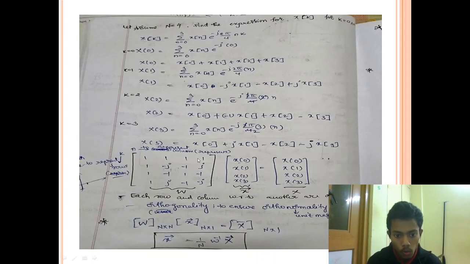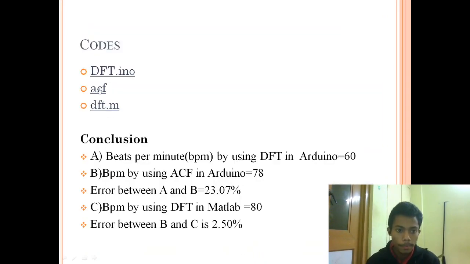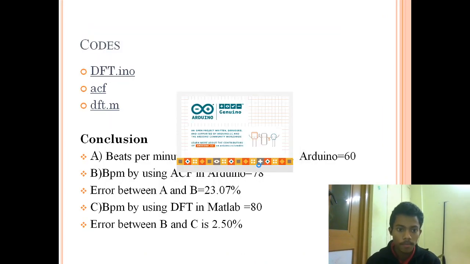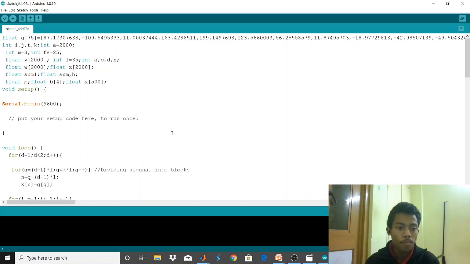So I will compute only half of my W matrix, meaning I will compute n into (n plus 1) by 2 terms. Then I will compute the terms below. After calculating by using Arduino, we will calculate by using MATLAB also.